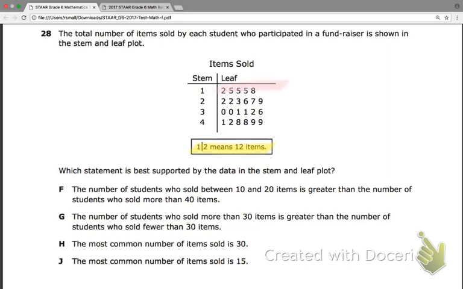Okay, so these are how many items each student sold. So I need to count how many numbers there are. So I see 1, 2, 3, 4, 5 numbers. So I know 5 students sold between 10 and 20 items.